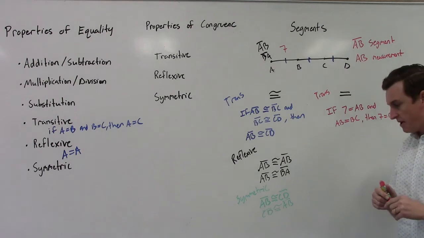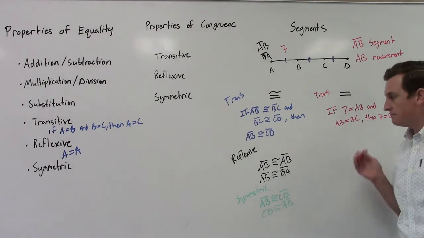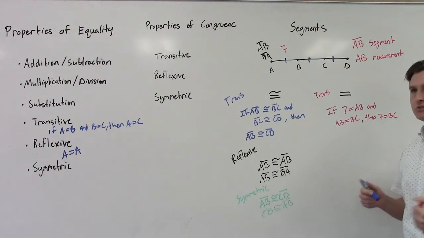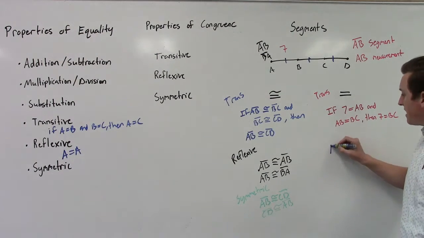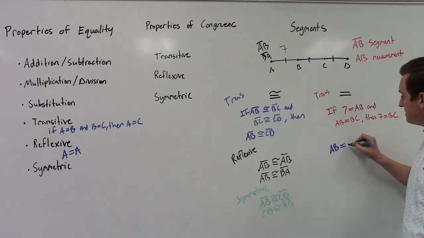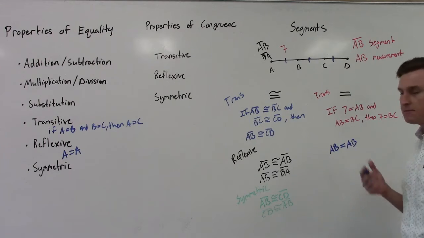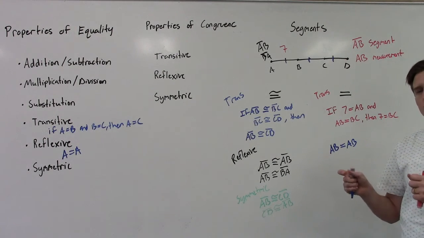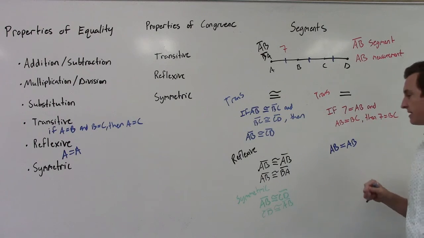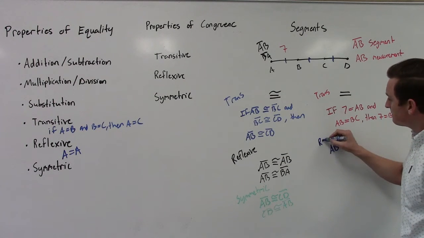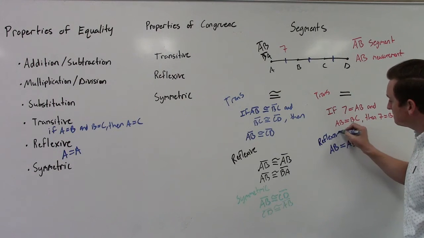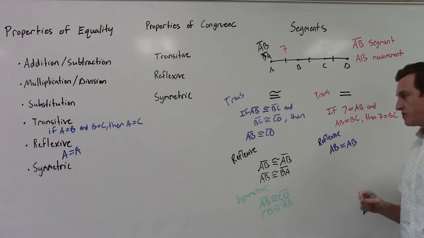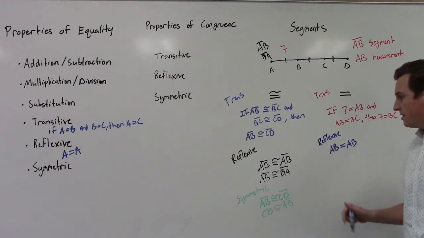Reflexive property isn't too much different in equality land either. Any segment measurement is going to be equal to itself. So you could say that the measurement of AB is equal to the measurement of AB. We're not saying that the segments are congruent, we're saying their measurements are equal, which is a similar statement, but not exactly. So this is reflexive. And then symmetric is you can kind of switch. So we'll do it with a number here.